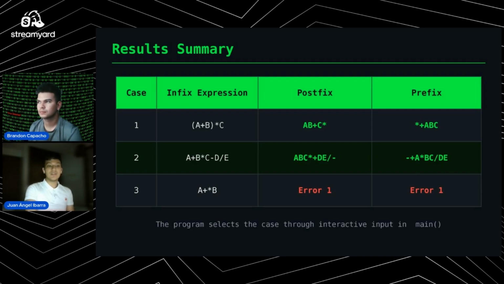Case 2, with the infix A plus B times C minus B divided by E, gives the postfix A B C times plus B E divided minus and the prefix minus plus A times B C divide B E. Case 3, with infix A plus B times, throws an error for both postfix and prefix.